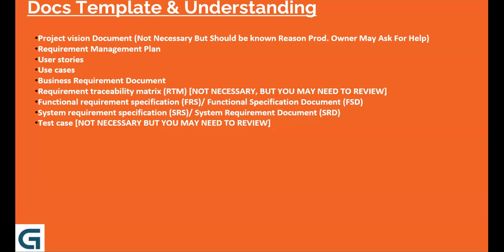Requirement management plan. Okay, thank you. Next. User stories. Business requirement document. Use cases. Requirement traceability matrix. Not necessary, but you may need to review. Functional requirement specification FRS or functional specification document FSD. Right. Next. System requirement specification SRS, system requirement document SRD. Not necessary, but you may need to review.